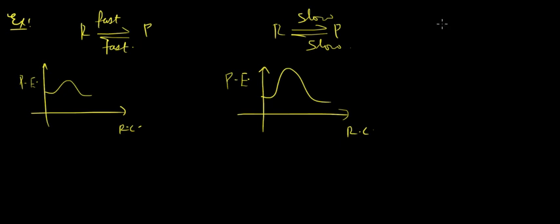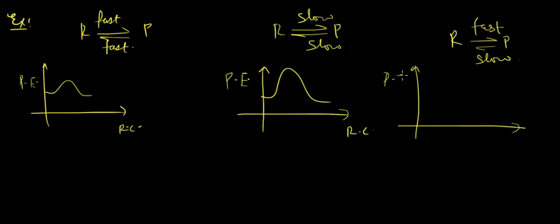And in the third case, if we have R and P where the reactant to product formation is fast but product to reactant formation is slow, then we would have the graph of potential energy and reaction coordinate something like this.